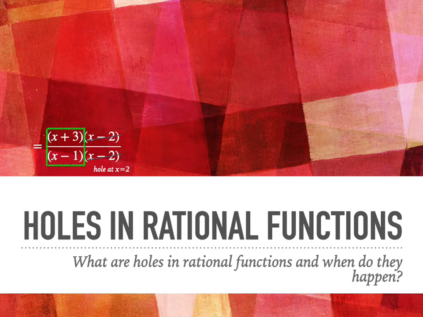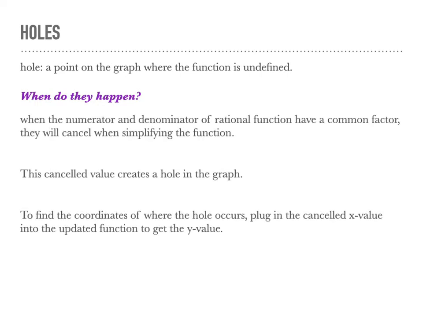Today we'll discuss holes in rational functions and when they occur. A hole is simply a point on the graph where the function, as well as its x value, is undefined. When do they happen? Well, when the numerator and denominator of a rational function have a common factor, they will cancel out when simplifying the function. This cancelled value creates a hole in the graph.